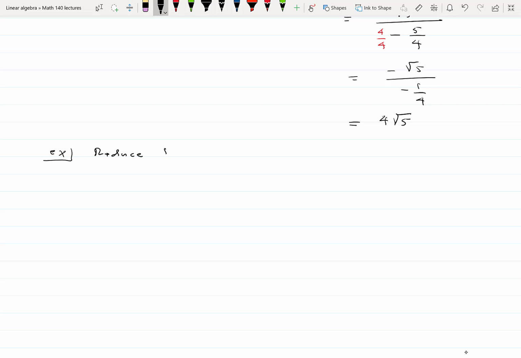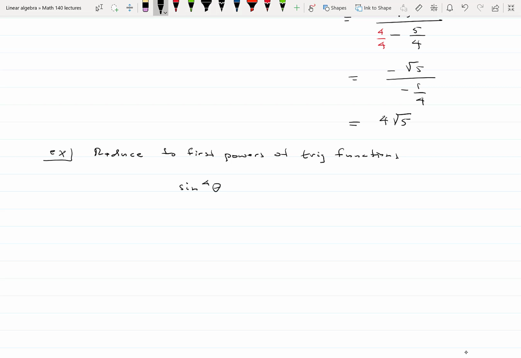Reduce to first powers of trig functions. And here's our problem. The problem is sine fourth theta.